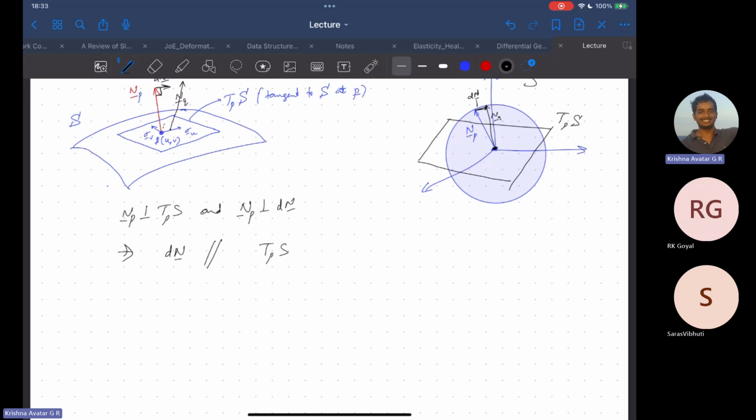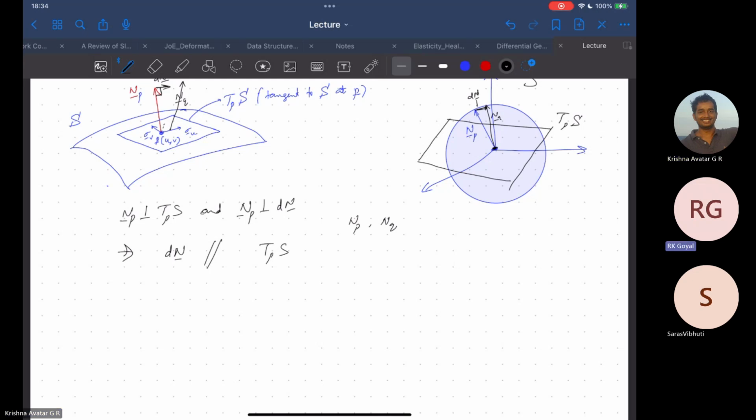Could you please repeat the question? The existence of Np. So if Np exists, then definitely there would exist an Nq such that we can always find a vector dn which is perpendicular to Np. But then for that we'll have to compromise. We'll have to find the appropriate TpS.